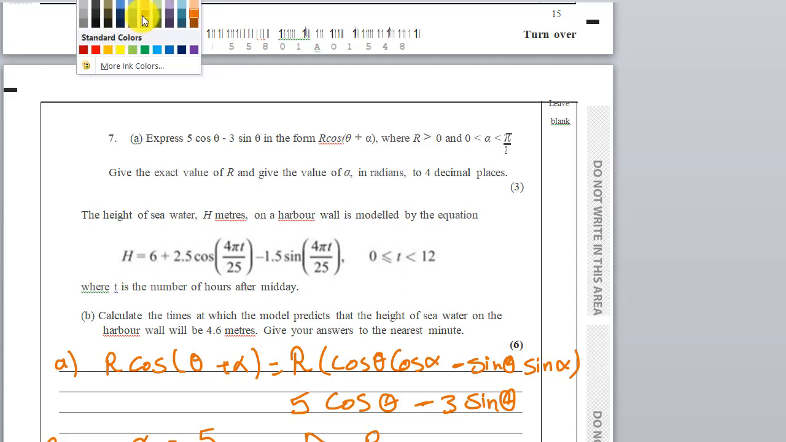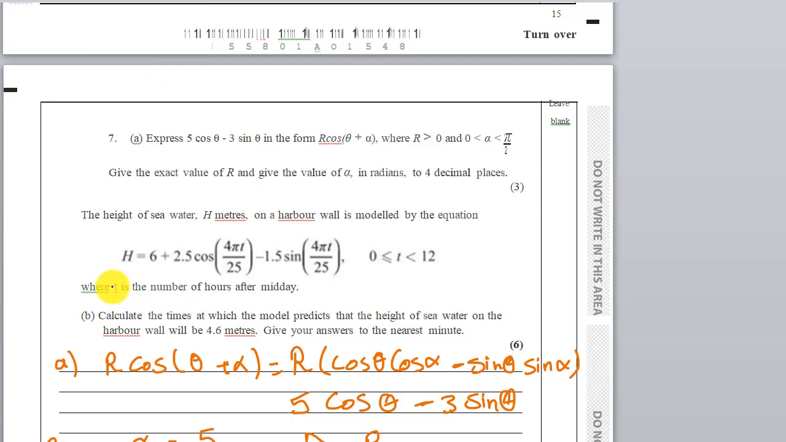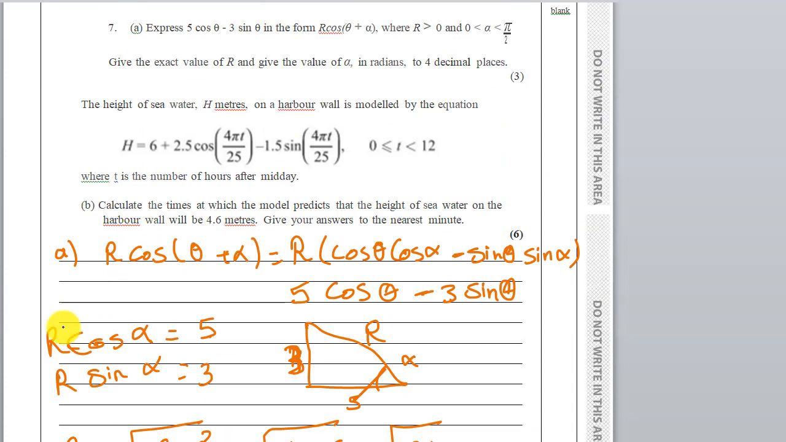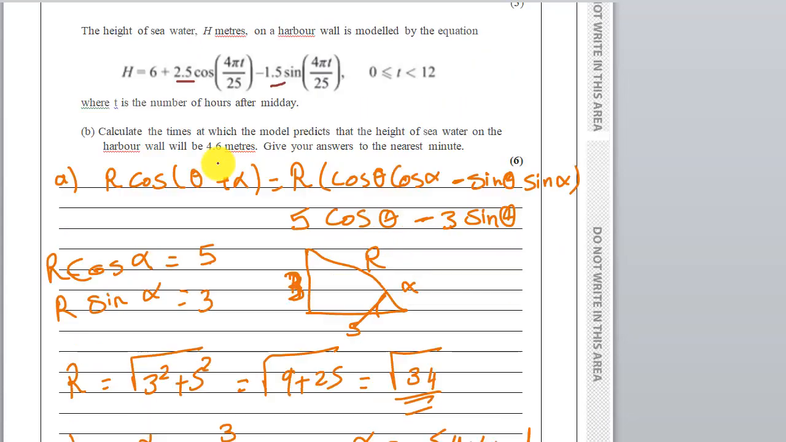So we need what? Given H, we need T. So this is the situation now. This is number B. So we have H. Let us go to the equation. We have H equal to 6 plus 2.5 cosine minus 1.5 sine. This part here, 2.5 and 1.5, here 5 and 3, so it's a half.